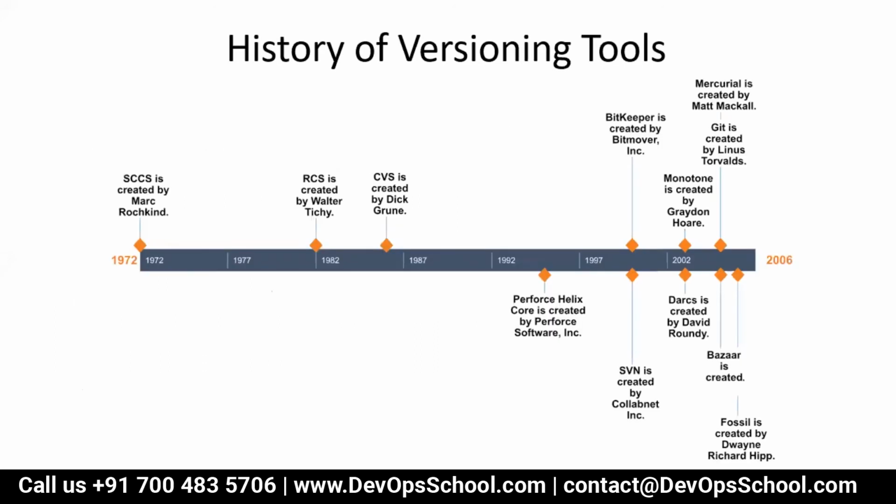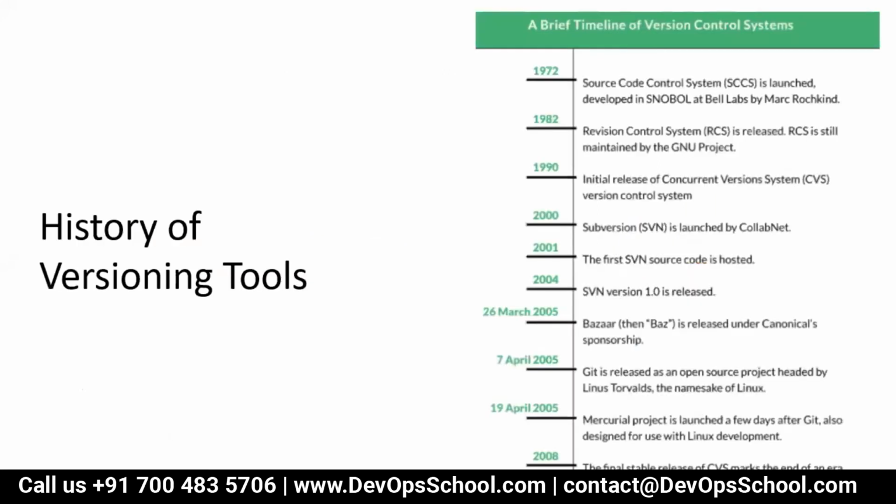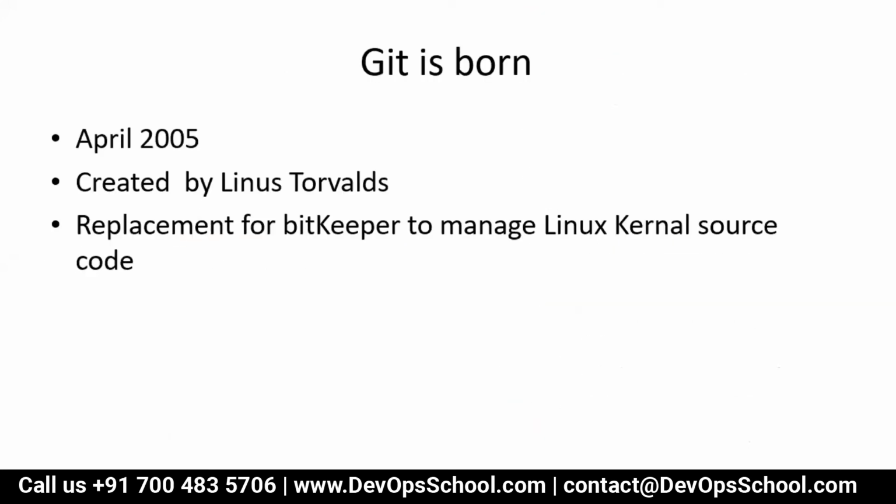Okay, so here you see the timeline of the evolution of the versioning tools. Again, good history about it. We'll get to know SCCS, RCS, CVS, Perforce, BitKeeper, and many more things. I think that's not so important, so you can refer to these slides a little bit later also. But today I'm going to talk about Git. Yes, Git. Git is again a versioning tool. Git will help you to version your source code.